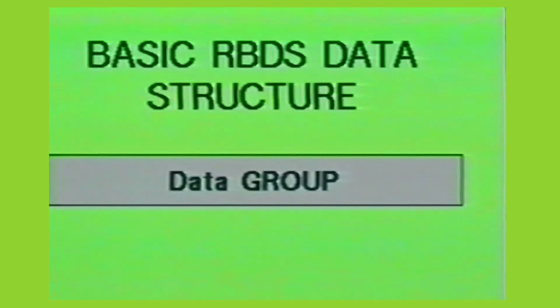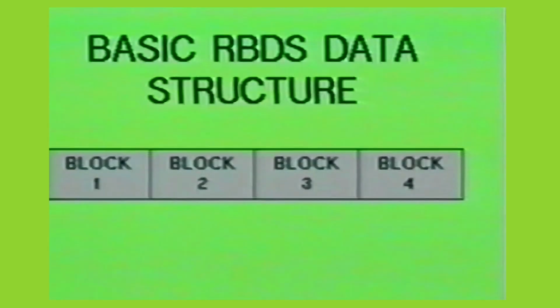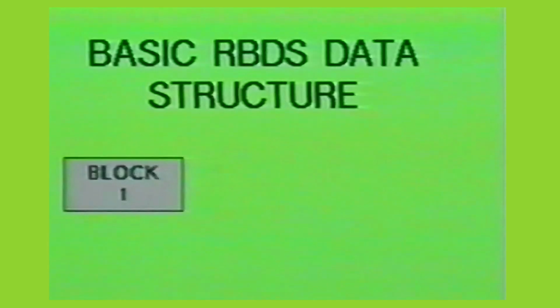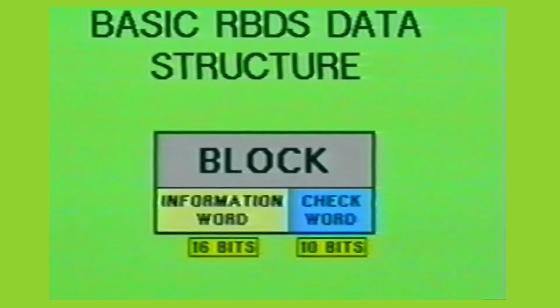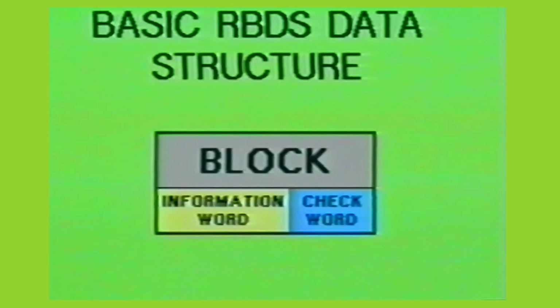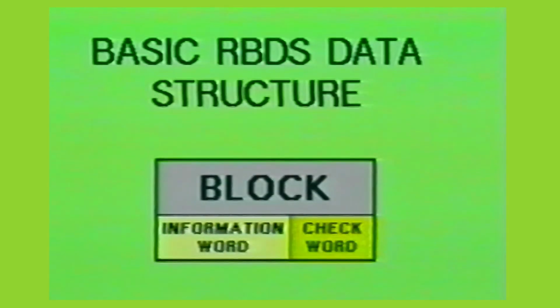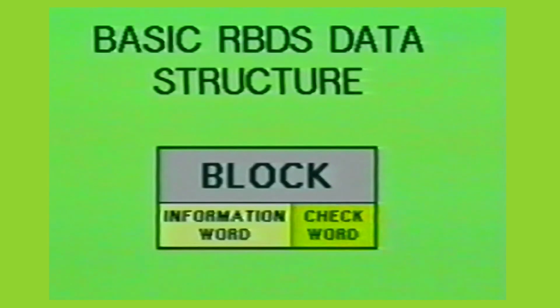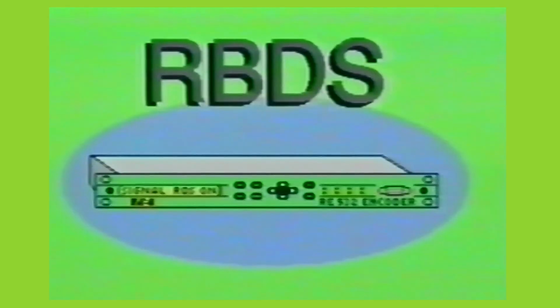Each RBDS data group is composed of 104 bits of binary data and is subdivided into 4 blocks per group. Each block consists of 26 bits and is further broken down into an information word, which is 16 bits in length, and a check word, 10 bits in length. The 16-bit information word is comprised of any needed or required data. The check word basically provides synchronization necessary for the receiver to implement error correcting when data dropout or data slippage occurs. Since we now understand the fundamentals of RBDS, let's apply this knowledge in discovering how the RBDS encoder operates.